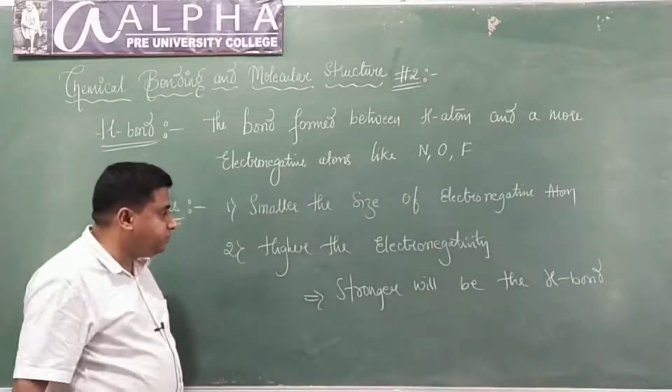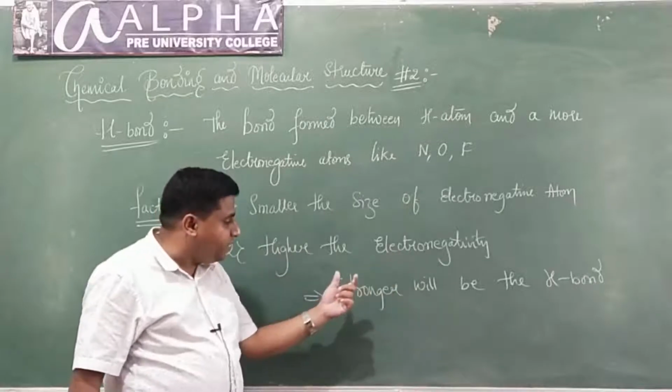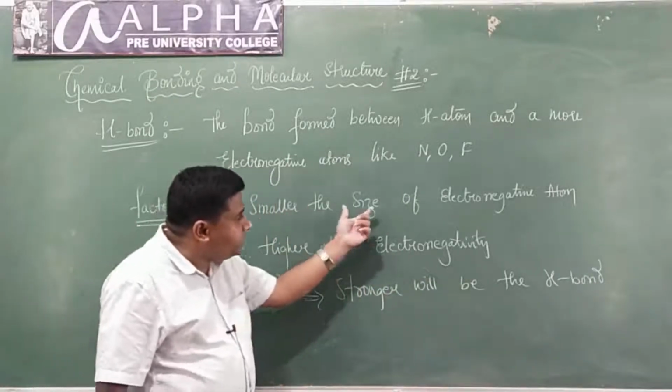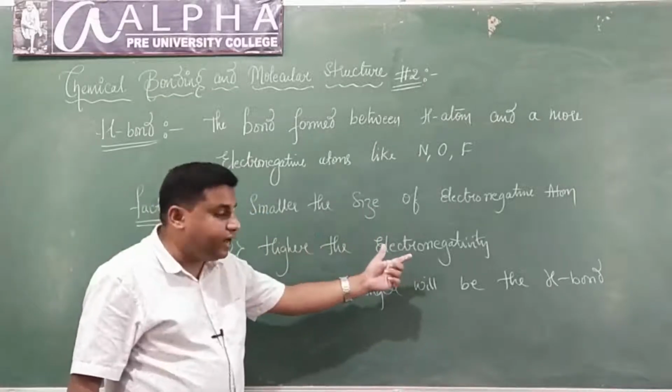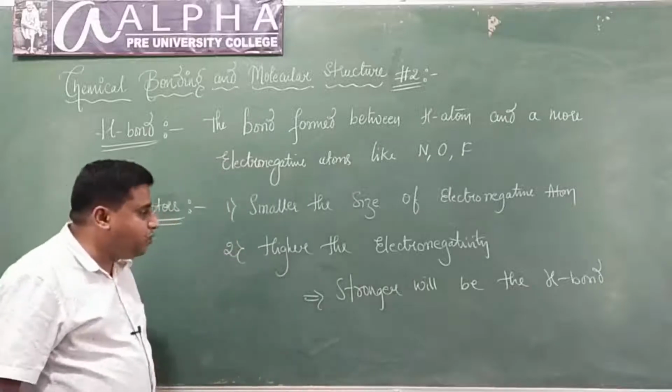Are you able to understand? Smaller the size and higher the electronegativity, stronger will be the hydrogen bond. I'll give you one example.